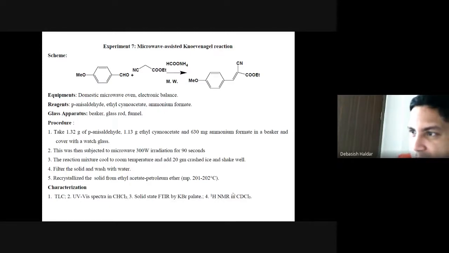So with the glass rod, just scratch it and then filter the solid and wash with water, and you can recrystallize the compound from ethyl acetate and petroleum ether. So this part is not necessary. Even with the compound that we filtered and washed, we can directly go for the characterization.